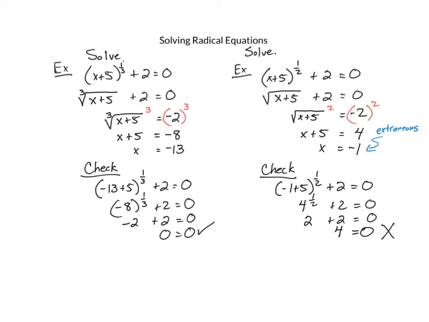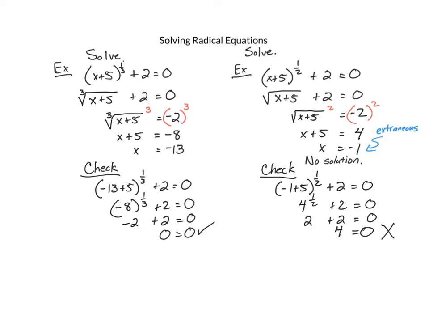This is an extraneous solution, which means it isn't even a solution at all. So we got one potential solution. It doesn't work. That means there is no solution to this equation. But you still need to show all of the steps, show that you got a negative 1 as a potential solution, and then discard it because it's extraneous.